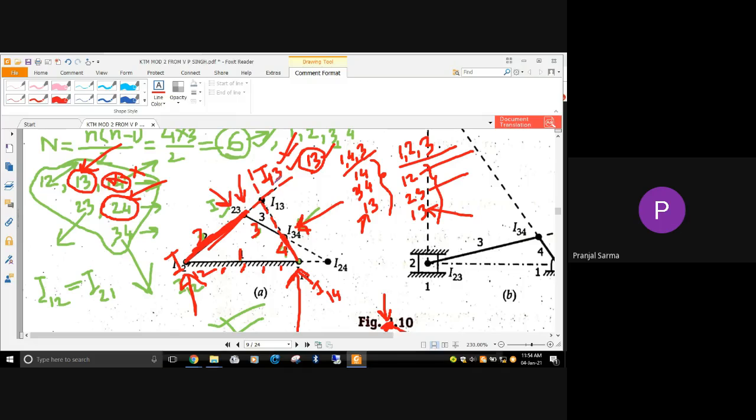Understood how we have located I13? Let me know. Okay, thank you. That means I13 also is located. What is left? We are left with I24. Okay, so for finding out I24 also, it is the same thing that we are going to do. We are going to use Kennedy's theorem. For utilizing Kennedy's theorem, how many bodies will be required?